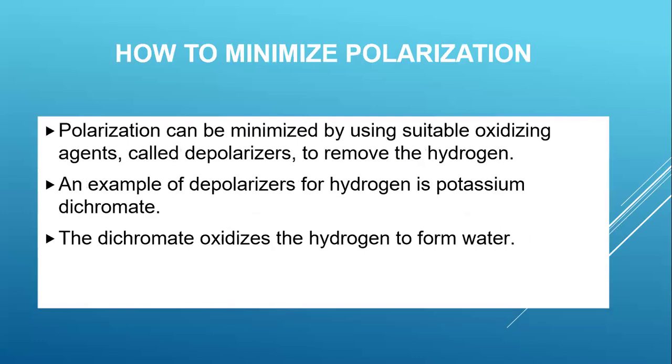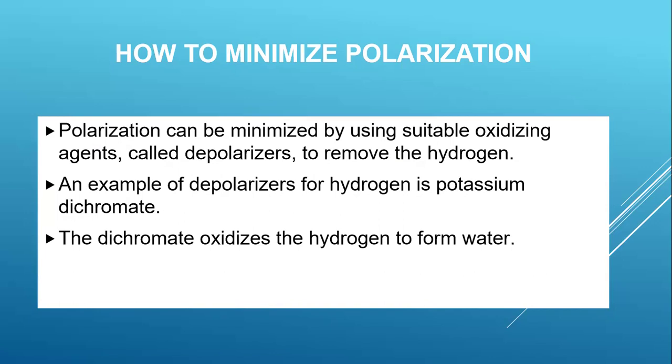Now, let's see how to minimize this kind of problem, how to minimize the polarization. The polarization can be minimized by using suitable oxidizing agents called depolarizers, just to remove the hydrogen. When you remove the hydrogen, the problem of polarization is solved. So the use of depolarizers, these suitable oxidizing agents, will help to remove the hydrogen and remove the problem of polarization.